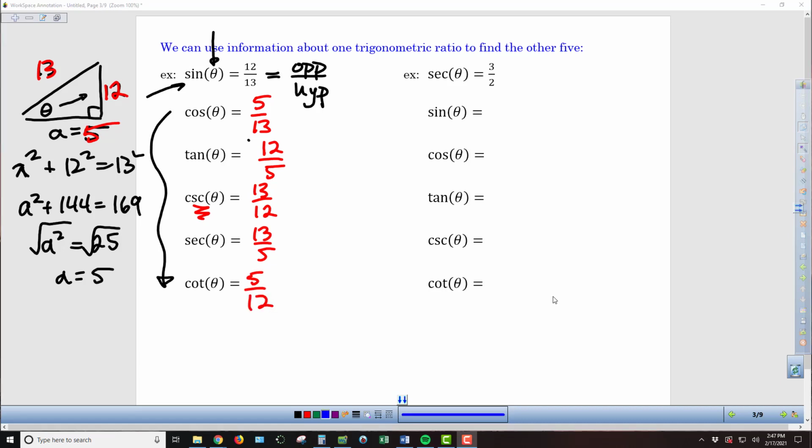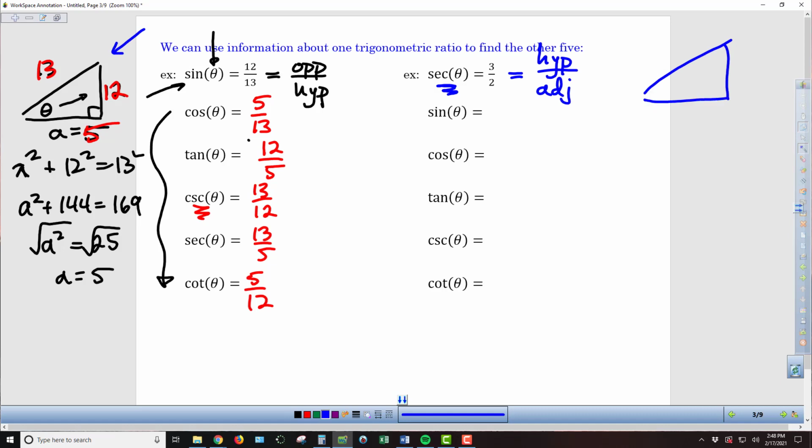In the second example, we're given the secant of theta is 3/2. So if we look back to our list of ratios for the various trigonometric functions, we can see that secant is the reciprocal of cosine, which is going to be hypotenuse over adjacent. So I'm going to draw a triangle just like the one that I drew over here. So I've got a right triangle with theta in the lower left-hand corner, right angle over here. And then I'm going to label the sides. The hypotenuse is going to be 3. And then the adjacent side, the side next to our angle theta, is going to be 2.